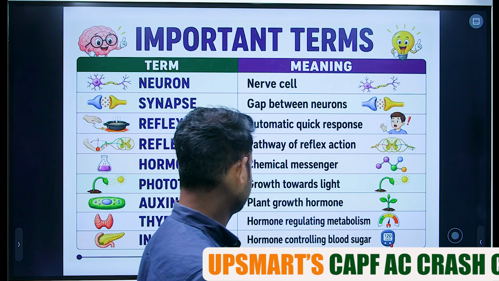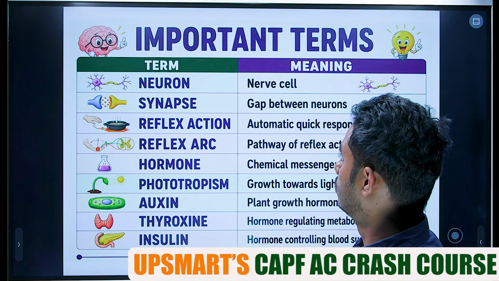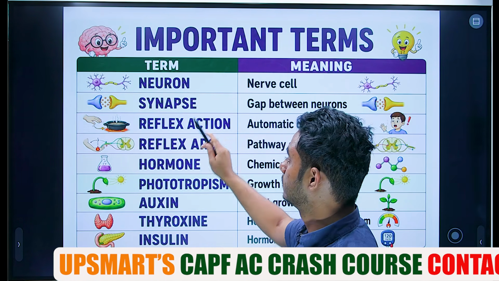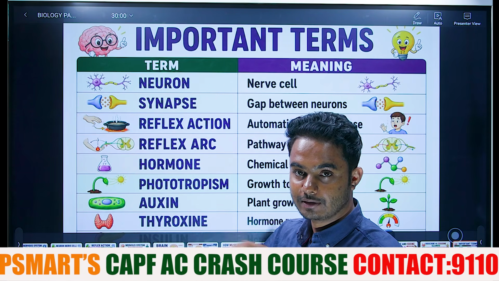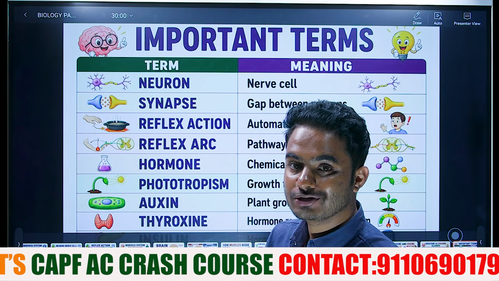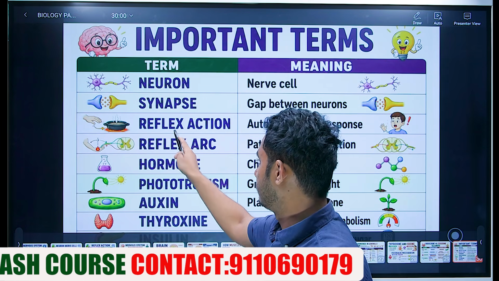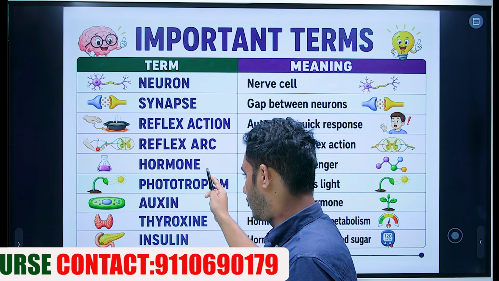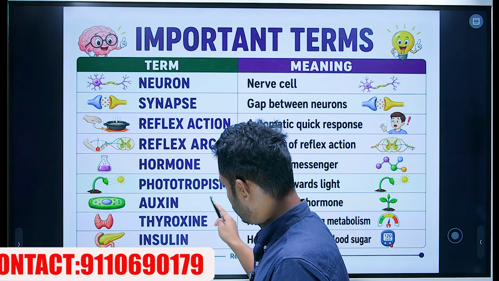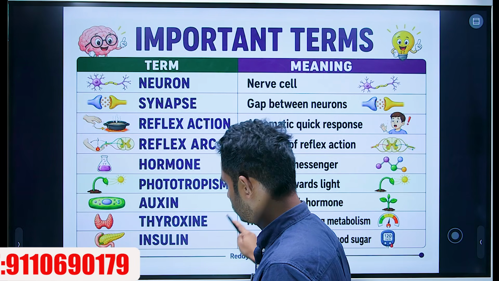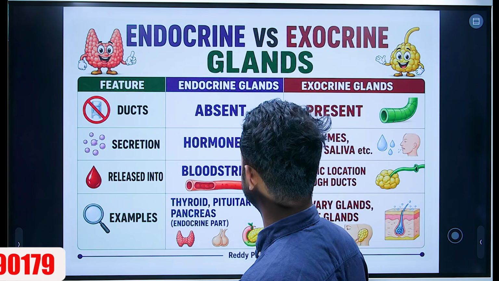Next are a few terms which you already know. You know what a neuron is. You know what a synapse is. I told you that the gap for the chemical information movement from one neuron to the other neuron is the synapse. You know reflex action, reflex arc, what is a hormone, what are phototropism, auxin, thyroxine, insulin. These are all easy, right?